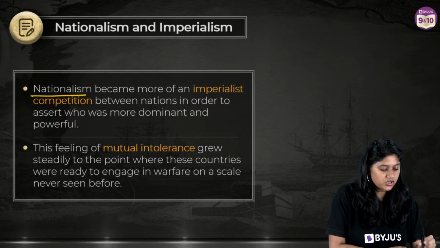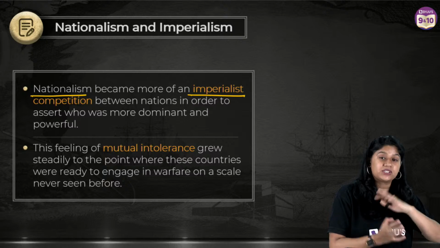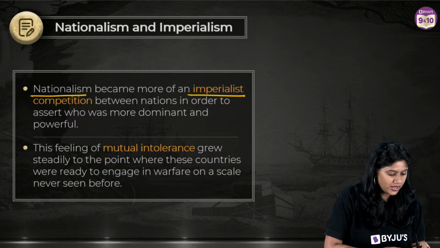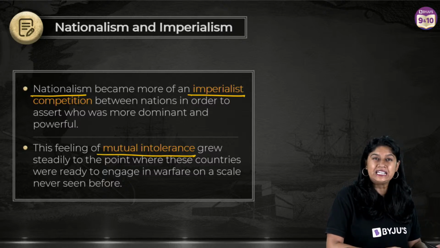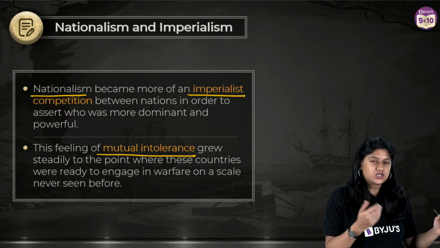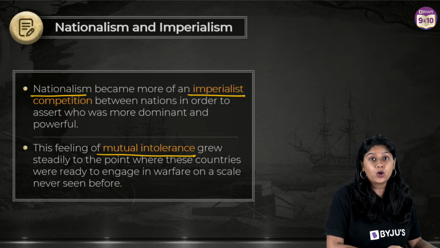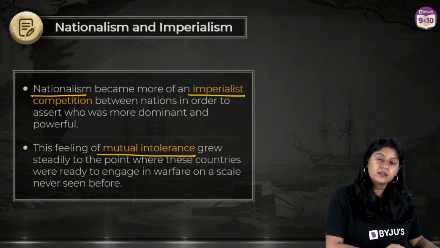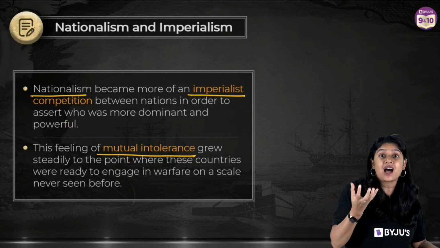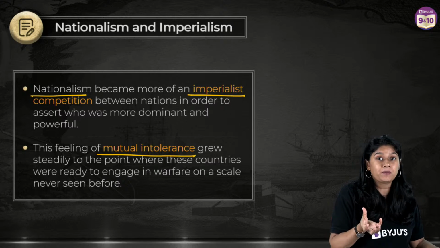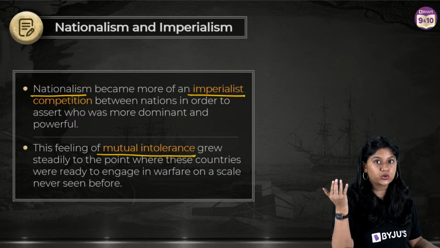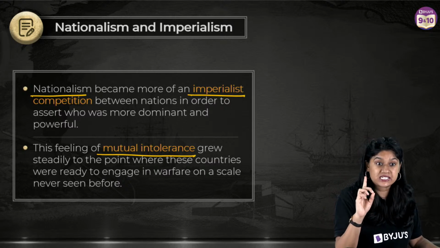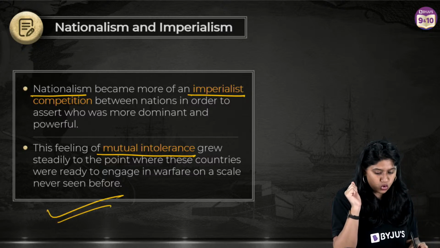Now, nationalism was on the one side, and of course, we have imperialism on the other side. Yes, and of course, the feeling becomes mutual intolerance. They don't like the other nations, right? They want to have more power, they want to have more land. And because of that, a lot of fights started happening between the nations in Europe, and that eventually led to World War I. Okay? So this becomes super important.